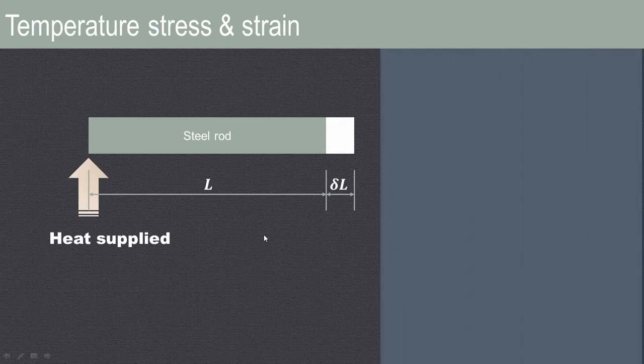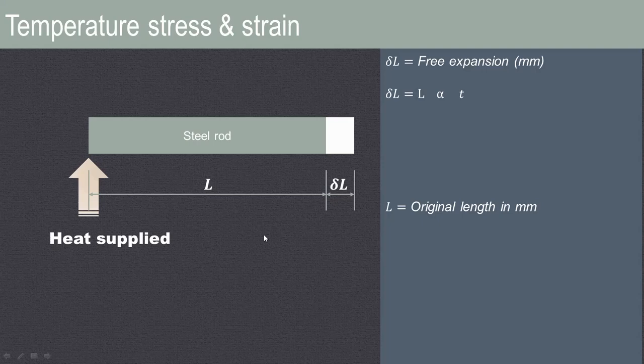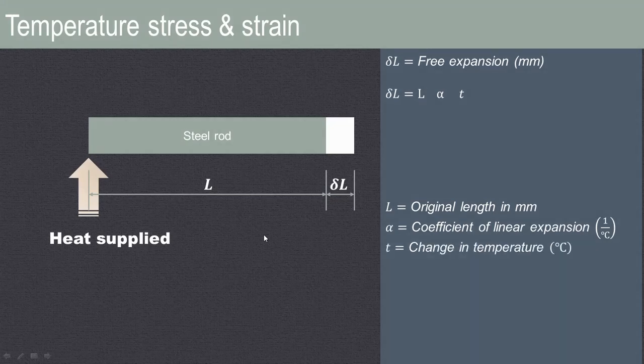This free expansion will depend upon the coefficient of thermal expansion of the particular material. For example, in this case we have considered steel. It is given by L alpha T. L is the original length in mm, alpha is the coefficient of linear expansion, that is per degree centigrade, and T is the change in temperature.